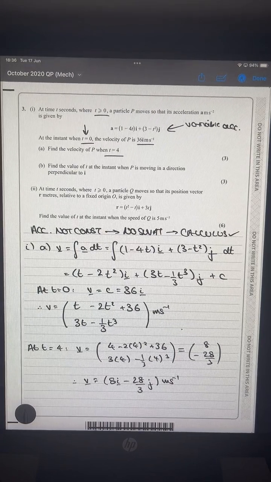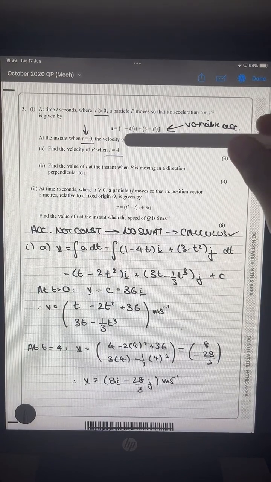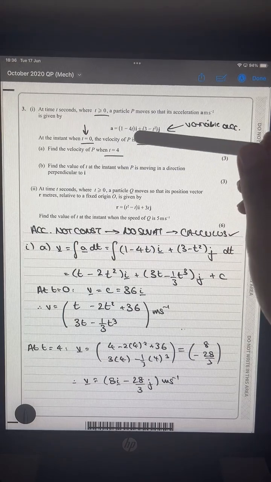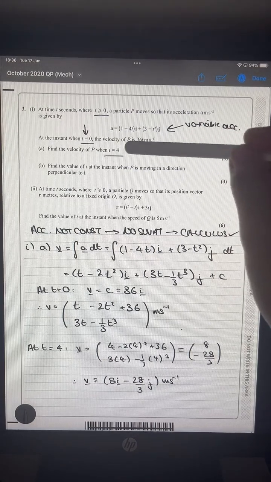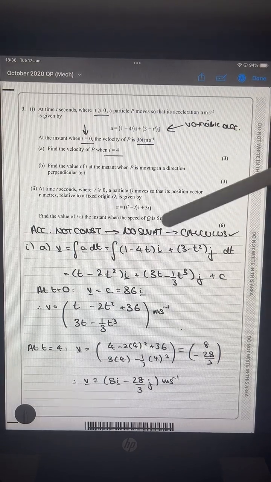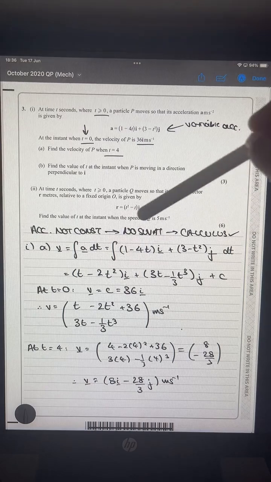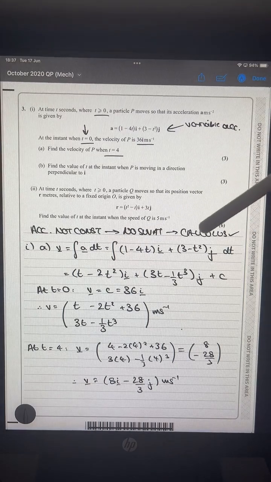How do you know when you need to do this though? The way you know you need to do this is you look at the equation they've given you. This is variable acceleration. Why? Because there is a t value in this equation. So that acceleration depends on the time, hence it varies. If you've got this, acceleration is not constant. I've said you are not going to use SUVAT, you have to use calculus.